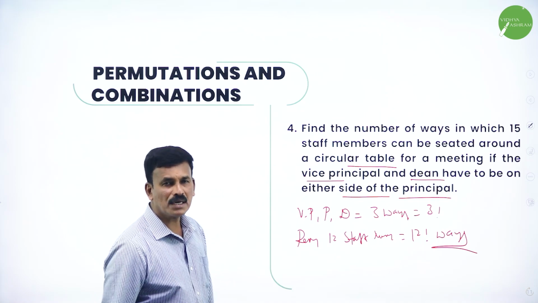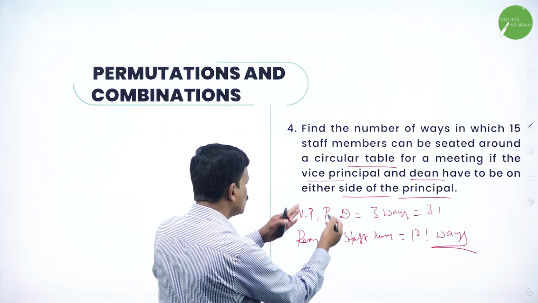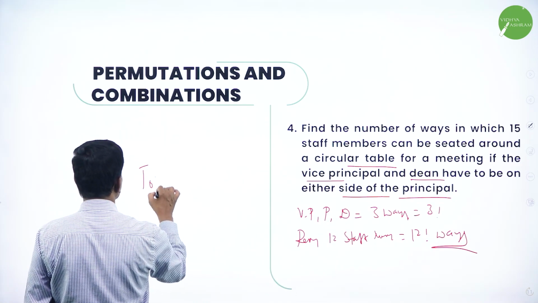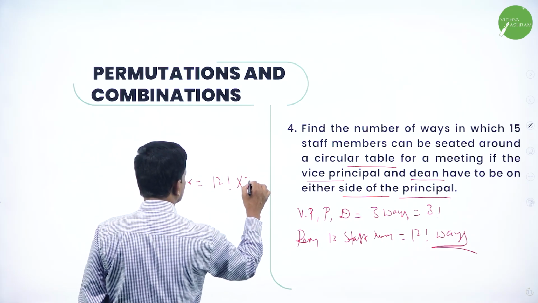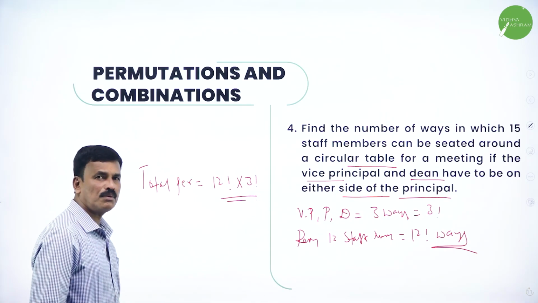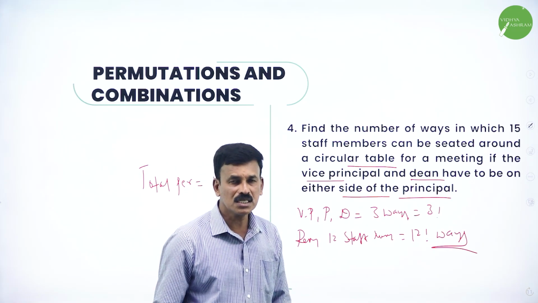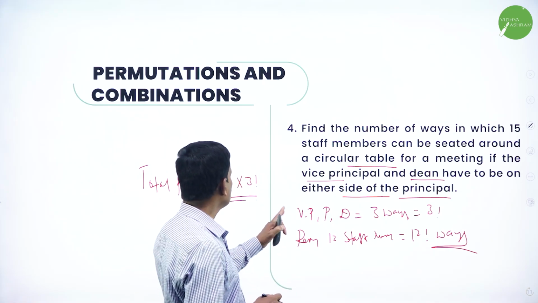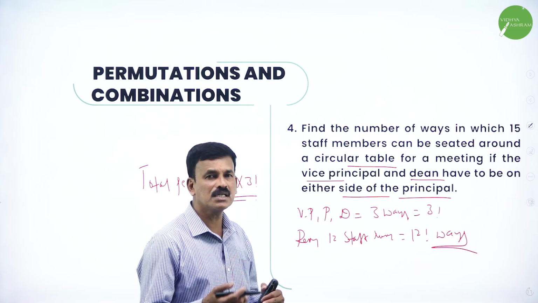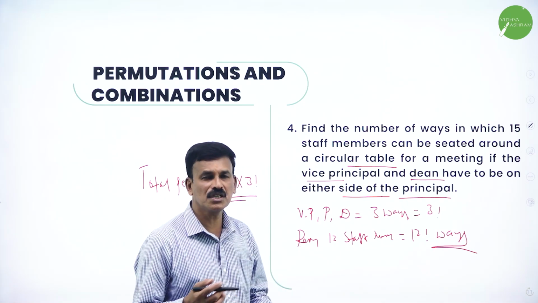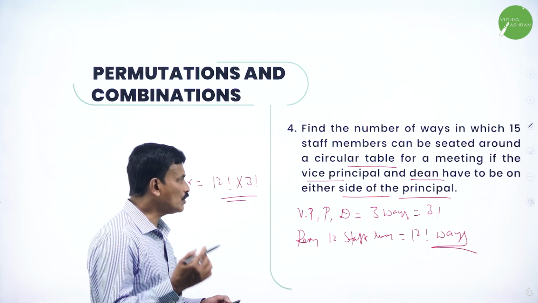Now, just multiply. Therefore, the number of ways in which the staff members can be seated according to this condition is 12 factorial into 3 factorial. That's all. Just find the number of permutations of principal, vice principal and the dean, which is 3 factorial, and the remaining 12 staff members can be arranged in 12 factorial ways. Therefore, the total arrangement is 12 factorial into 3 factorial. That's it. Now, move on to the next problem.